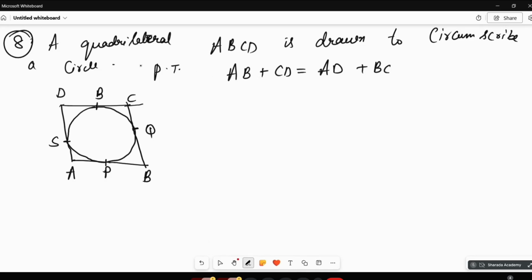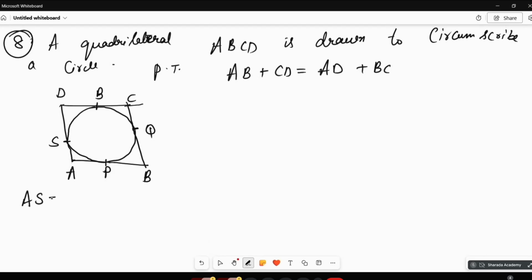So here ABCD is a quadrilateral. It is drawn to circumscribe a circle, that is, the circle is drawn inside it. So now you have to prove AB plus CD is equal to AD plus BC. We know that two tangents drawn from an external point are equal. So we will use that theorem to solve here. What will we get?